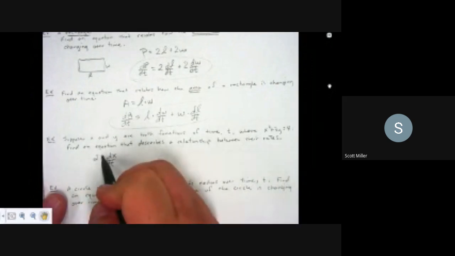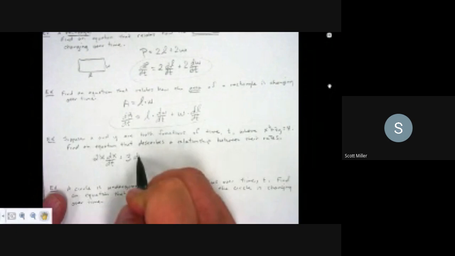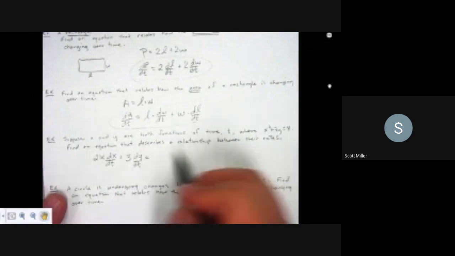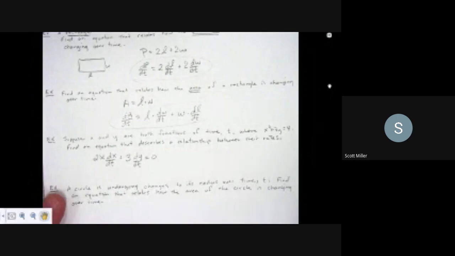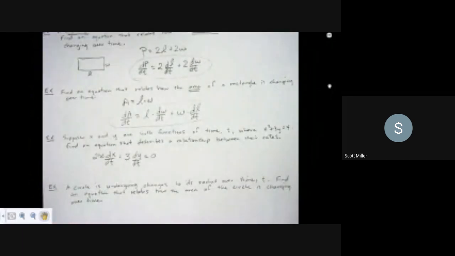Don't forget your little chain rule action, right? x is a function of time. You need to have that right there. And then we have plus 3 dy/dt equals, and the derivative for a constant is 0. And there you go. It is that simple.